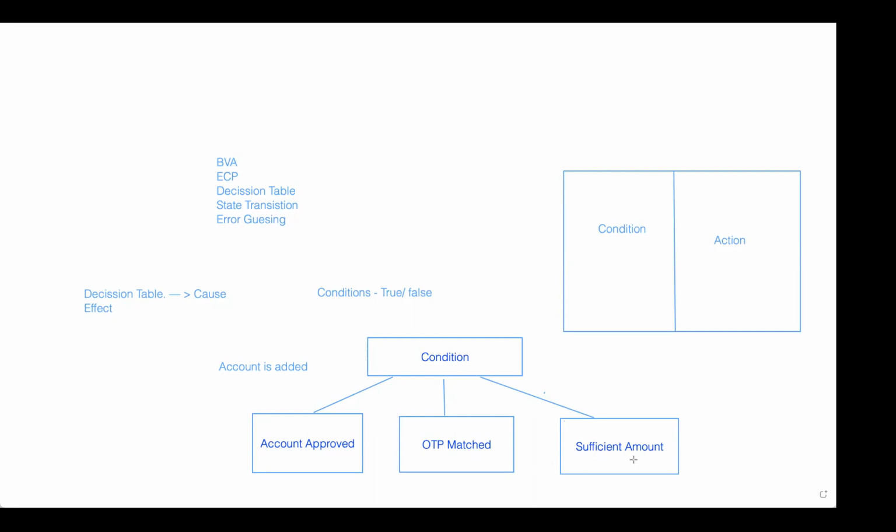These are all the conditions, but we need to assume a few things here. In the requirement, what they have given is only that the account is added and approved. We have to assume other things, like sufficient money and OTP. The account is already added and approved, but if money is not there, we cannot transfer. If OTP does not match, we cannot transfer. Those things are not mentioned, so we have to assume them. Overall, we have three conditions: the account is already approved, the OTP should match, and there is sufficient money in the account. If these conditions match, only then can we send the money online, right?